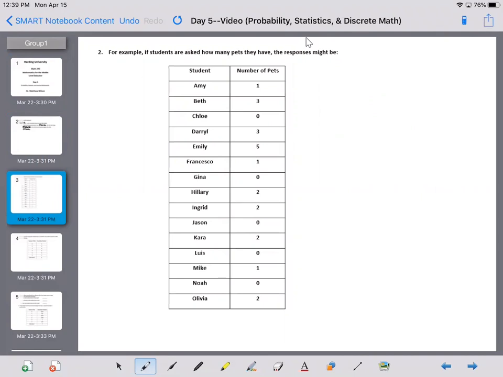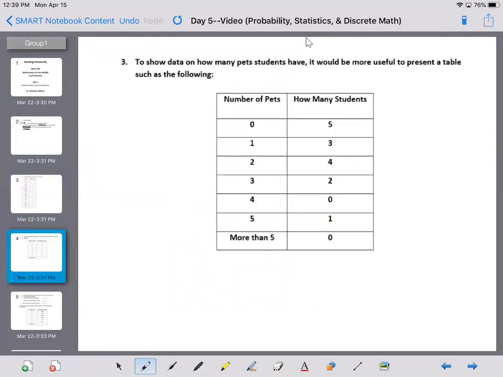However, we could represent this in a different way that would be a little bit more useful, which would give us the number of pets and how many students have a certain number of pets. This would also help us to have a total. So we've got 8 and 6, that's 14, plus 1, so we've got 15 students that own 0 pets to more than 5 pets.